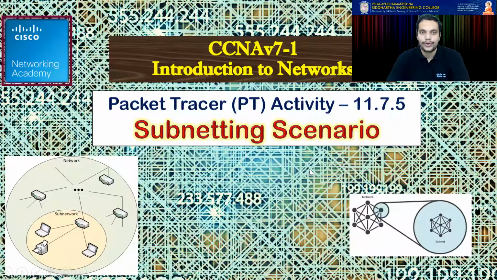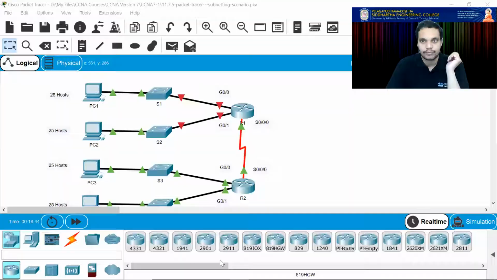Everyone, we are going to continue our work with subnetting of IPv4 addresses. In this video, I'm going to demonstrate the next Packet Tracer activity of module 11, which is 11.7.5, where we have another example of subnetting a given IPv4 address and then assigning the addressing scheme to the network devices such as routers and switches. So let's start.